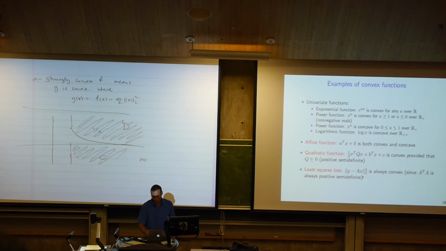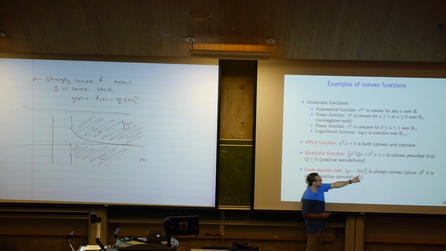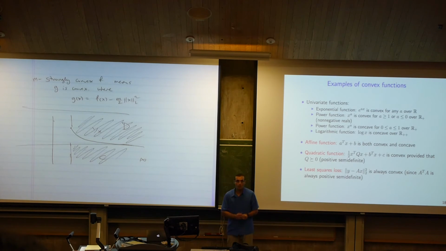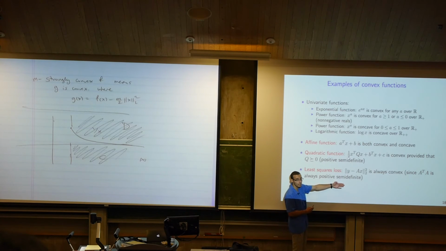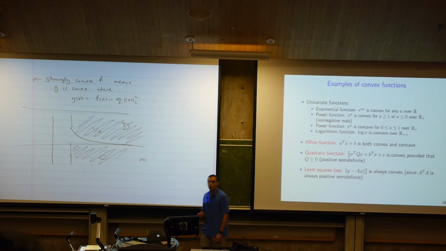And a special case of a quadratic function for those of us who like regression is the least squares loss. So think about the variable here as being x. This is actually always convex because if I expand this, y minus Ax transpose itself. So that's one way of thinking about the 2 norm. It's a vector transpose itself. If I expand this, I get a quadratic. But Q for this quadratic is A transpose A. Okay, and A transpose A is always positive semi-definite. If I take a matrix transpose itself, it's always PSD. Make sure that that makes sense to you, given the definition for positive semi-definiteness.